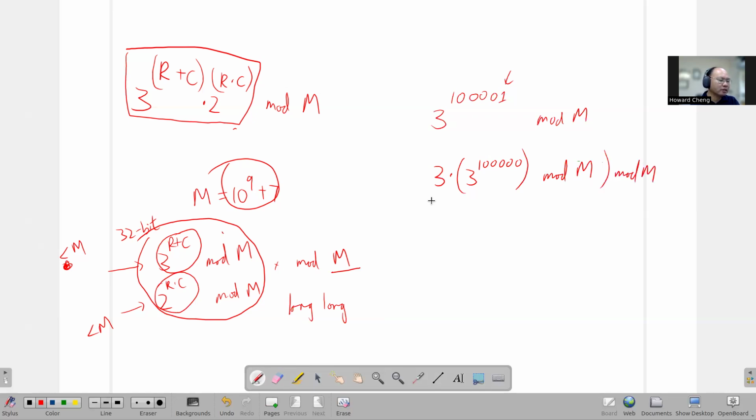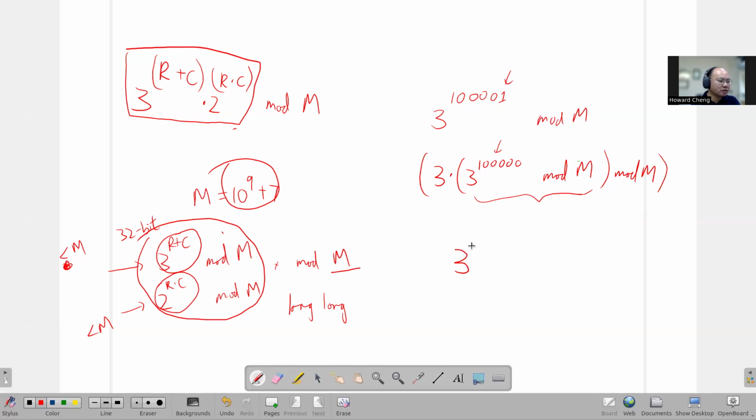You recursively compute this, and then whatever the answer comes back, you multiply by 3, and then mod m. So that doesn't seem like much of magic. But now, whenever you have an odd number, when you do this it will always be even. And this is where the magic starts.